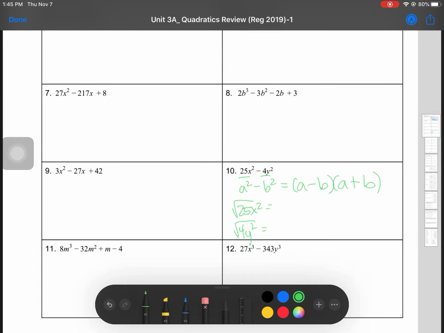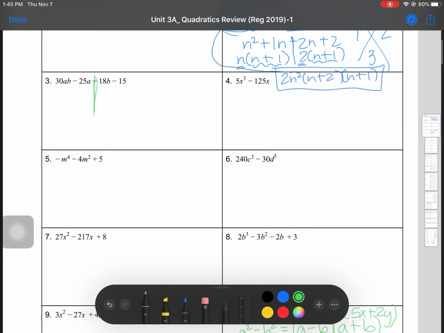Square root of 25x squared is 5x. Square root of 4y squared is 2y. And so we're just literally going to fill in these 2 terms for the a and the b. So if you look at the back, what you'll notice the answer is just 5x minus 2y, 5x plus 2y. Do remember as you go through these, the answers are all attached on the back. I'm just going to show you some of the work as we go through this video.